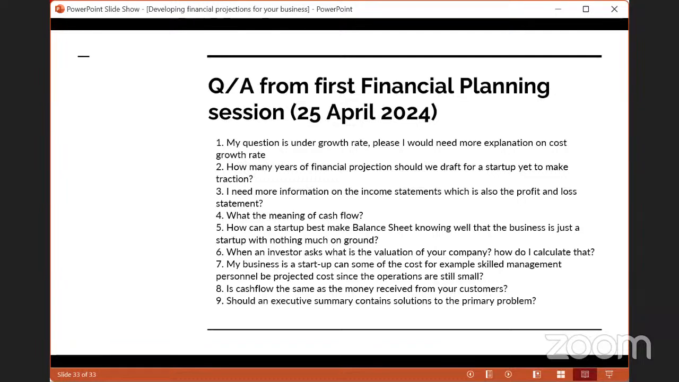So the first question from the last session was, my question is under growth rates. Please, I will need more explanation on cost growth rate. So I have spoken through the explanation on cost growth rate in this section.